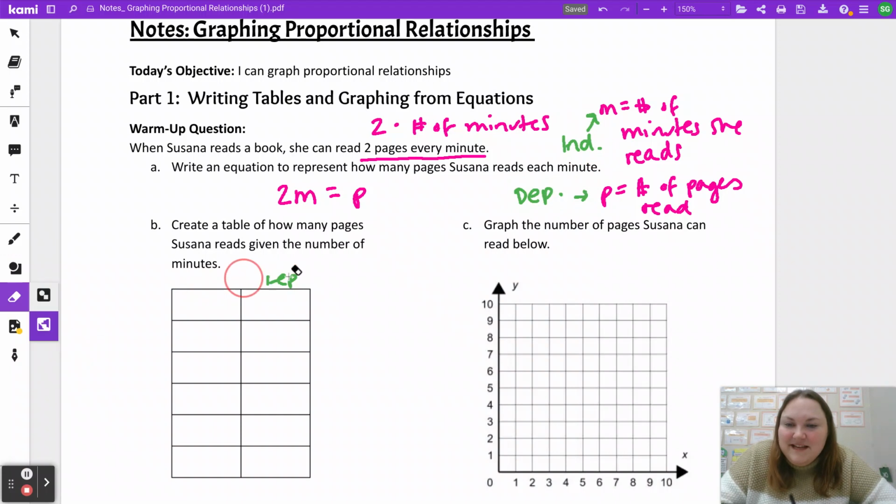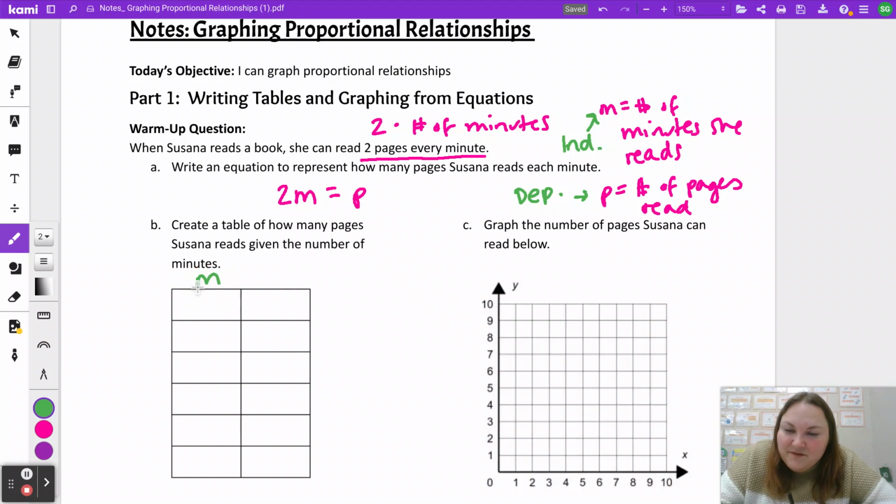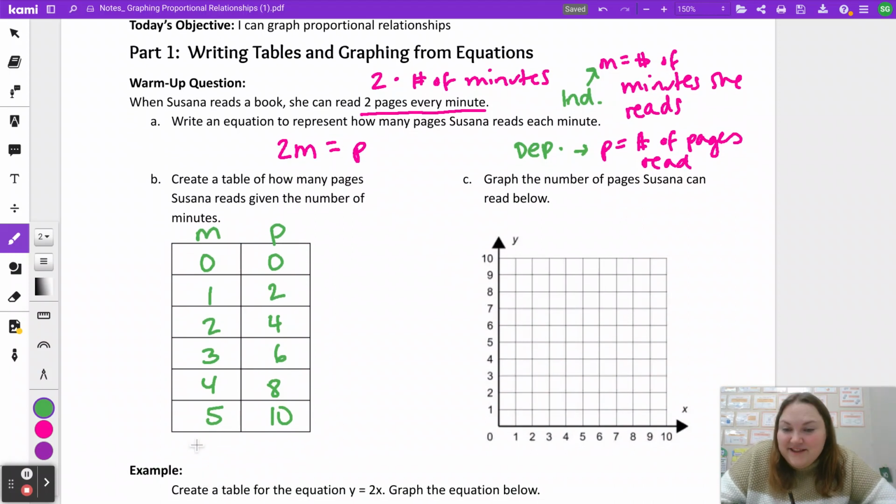So when I go to set up my table, I'm going to say this first column represents m, or the number of minutes she reads, and my second column is p, or the number of pages she reads. So for example, if she reads 0 minutes, she's read 0 pages. That should make sense. After 1 minute, we know she's reading 2 pages each minute. 2 minutes would be 4 pages. 3 minutes would be 6 pages. And we can continue that pattern to make our table. Remember, when you create a table, you don't have to go in order like this. You could jump to 10 minutes if you want, as long as you're doing that multiplication to get the total number of pages.